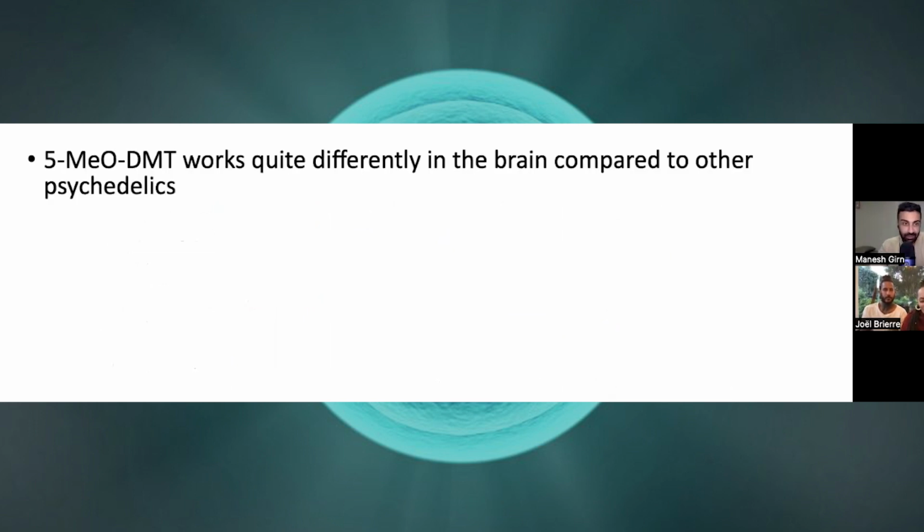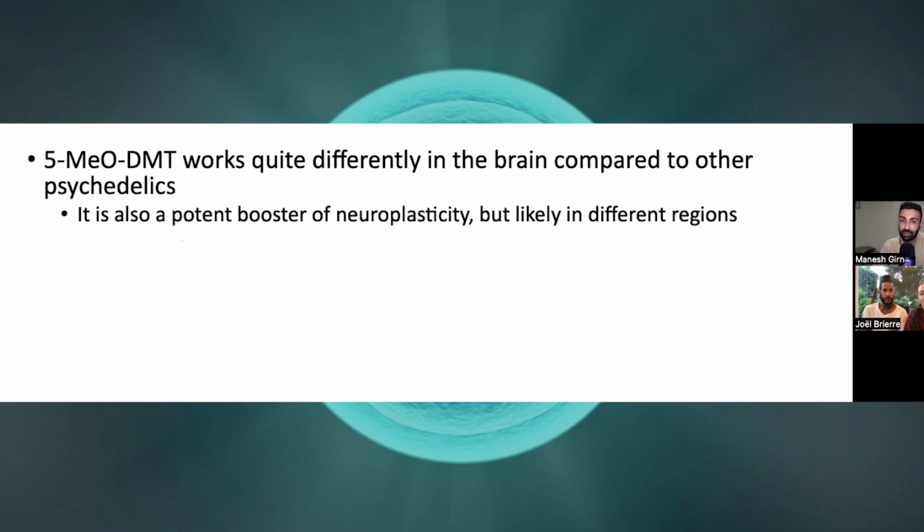And just takeaways, again: 5-MeO works quite differently compared to other psychedelics. It is a potent booster of neuroplasticity, but likely in different regions, because the serotonin 1A receptor is located in different regions than the serotonin 2A receptor that other psychedelics hit. And it seems to affect the hippocampus more than the cortex, because the hippocampus is quite rich in 1A receptors.